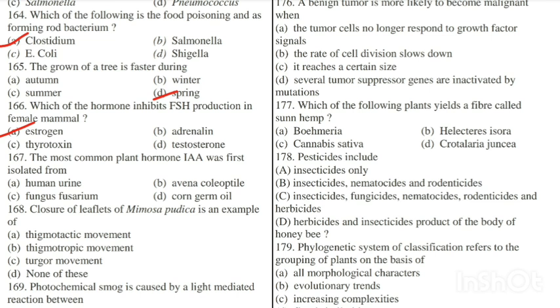The most common plant hormone, indoleacetic acid or IAA, was first isolated from, so it was first isolated from Avena coleoptile. Closure of leaflets of Mimosa pudica is an example of, so here the right answer is thigmotropism. It means plant growth response to any external touch. Next question.